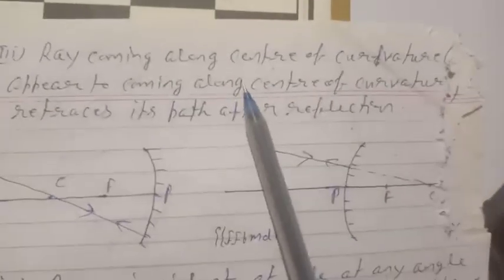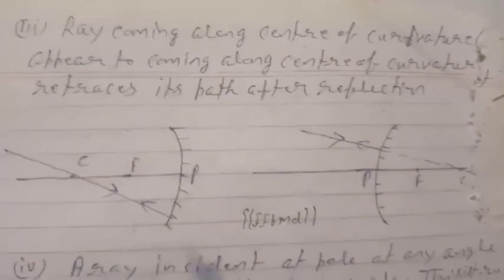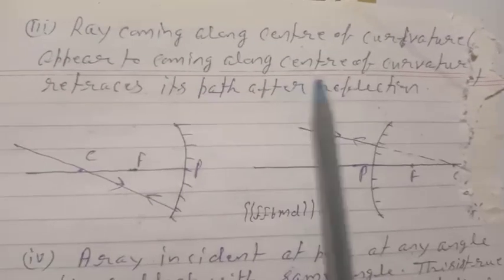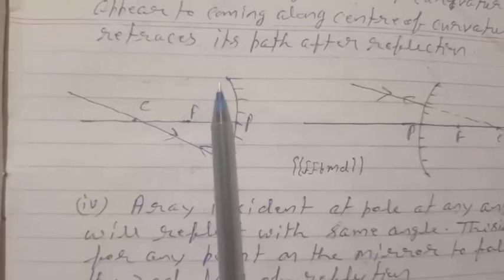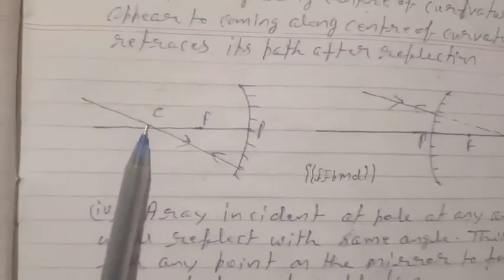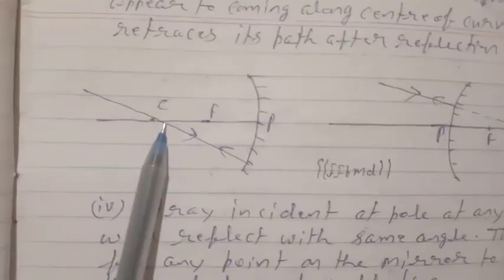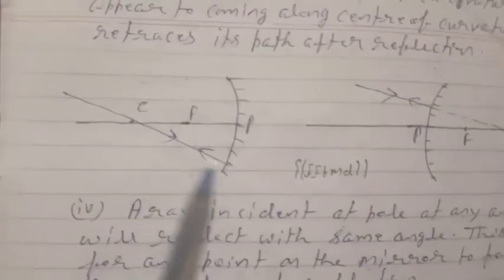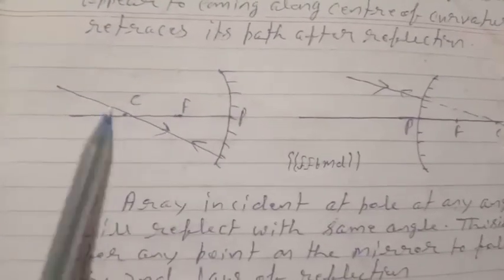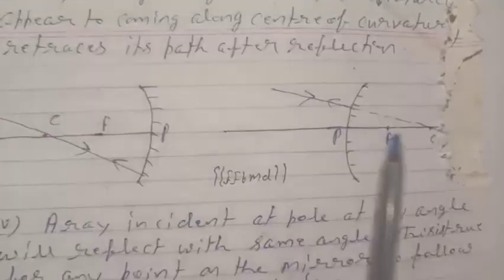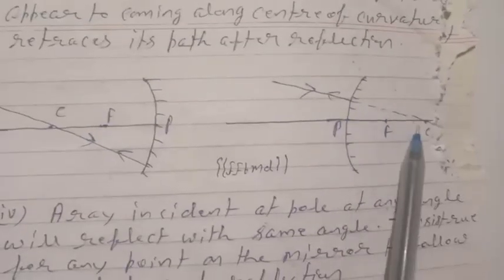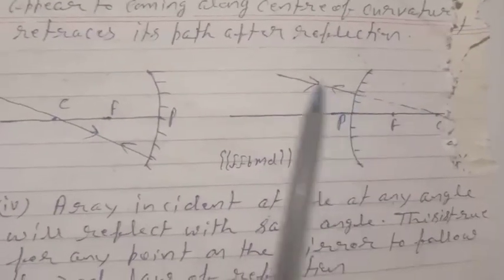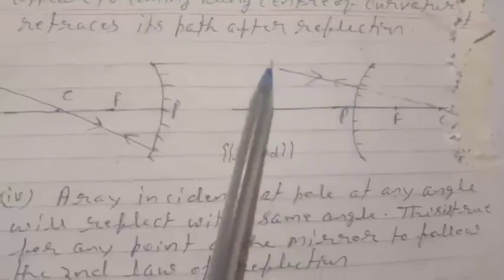the principal axis. Third, a ray coming along the center of curvature, or appearing to come along the center of curvature, retraces its path after reflection. Here this is the situation. Here the ray is passing through the center of curvature, so after reflection it retraces its path, that is, it returns along its path. In this case, it appears to be going to the center of curvature, so after reflection it will get back on the same path.